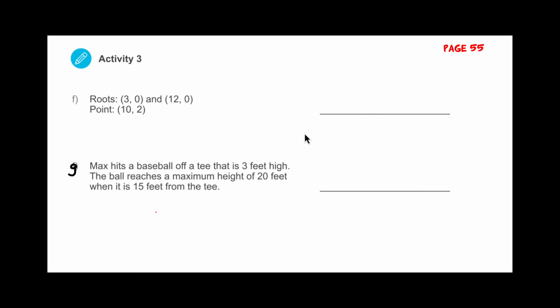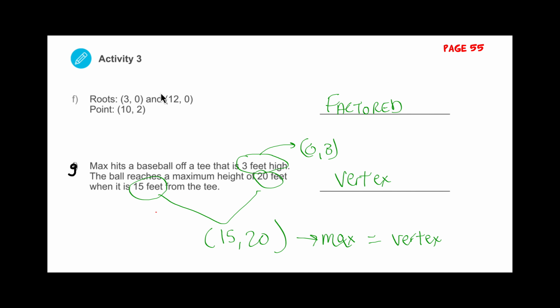So now we have F and G. Why don't you pause the video and try F and G, and we'll see how well you do on page 55 there. Pause the video and try F and G. Okay, so hopefully you figured out that F should be the factored form because they give us two roots here.